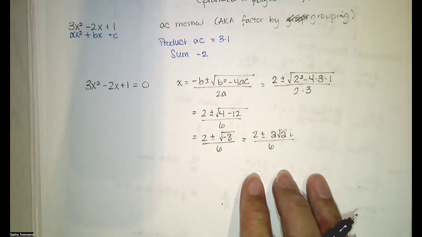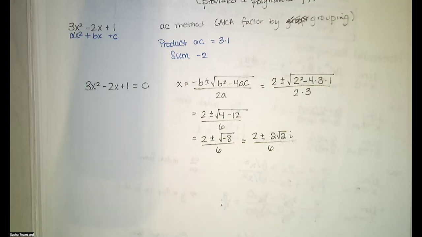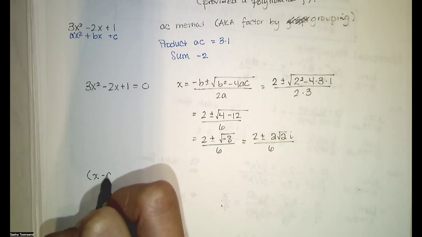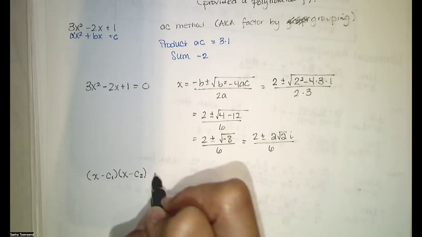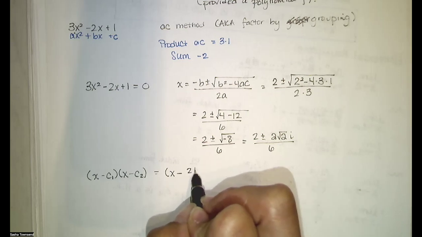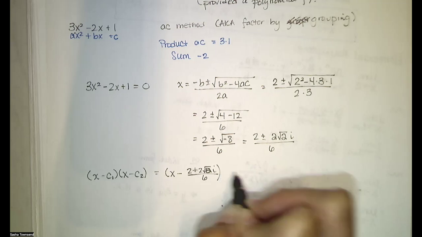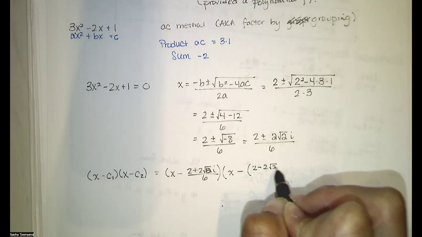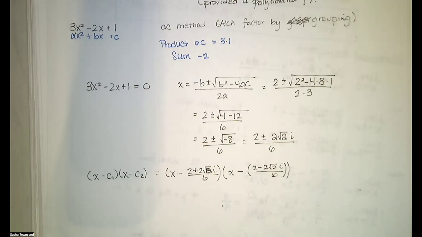So the roots of this polynomial are complex numbers. That means that we could factor this in the complex number system, but we can't factor it in the real number system. So if I wanted to factor it in the complex number system, I would have x minus c1 times x minus c2, where c1 and c2 are these two answers. So I'd have x minus the quantity (2 plus 2 root 2 times i) over 6, and then x minus the quantity (2 minus 2 root 2 times i) over 6. And of course, you could simplify these further. You can factor out the 2 and cancel the common factor with the 6 in the denominator.